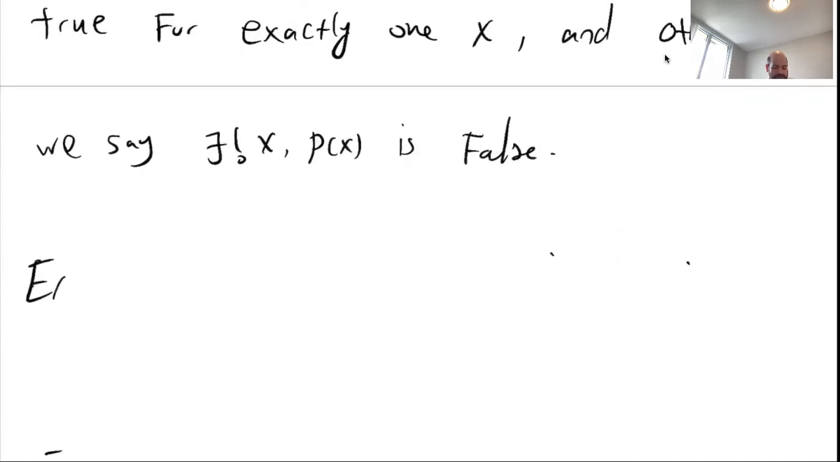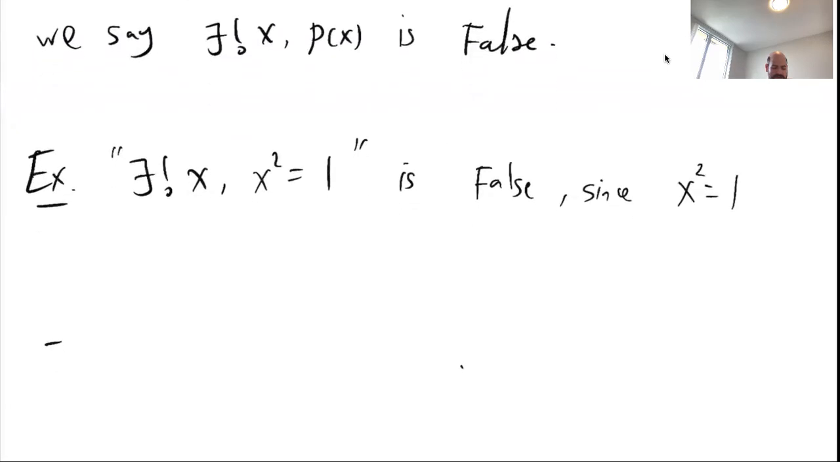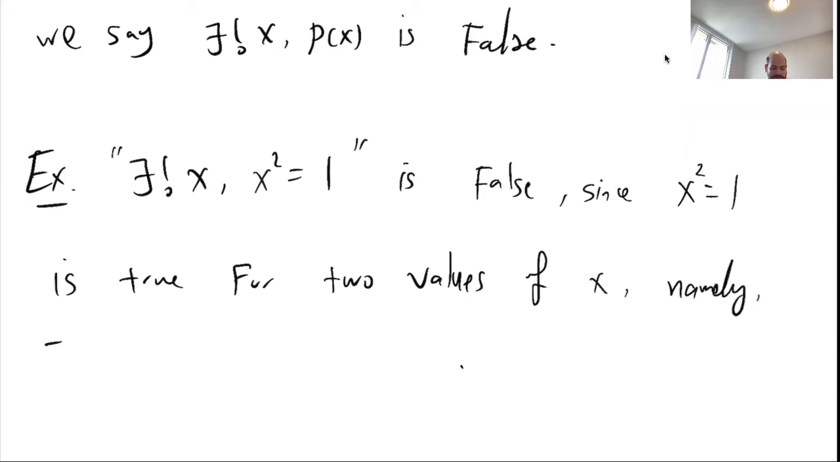So let's look at an example. There exists unique x with x squared equals 1 is false, right? Since x squared equals 1 holds, or is true, for two values of x, namely x equals 1 and x equals -1.